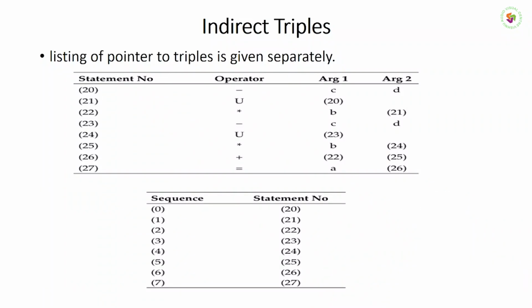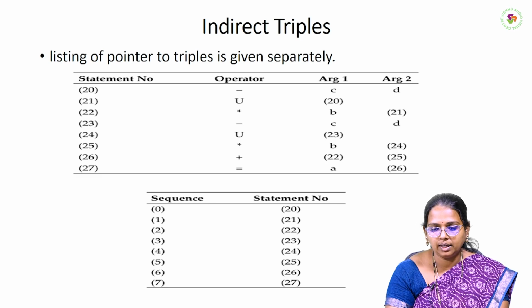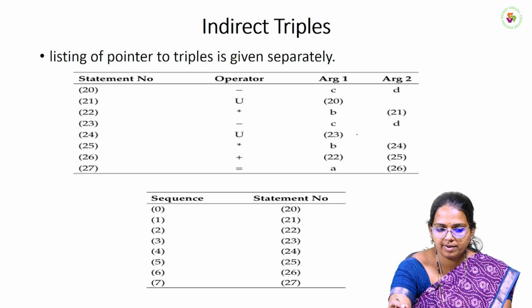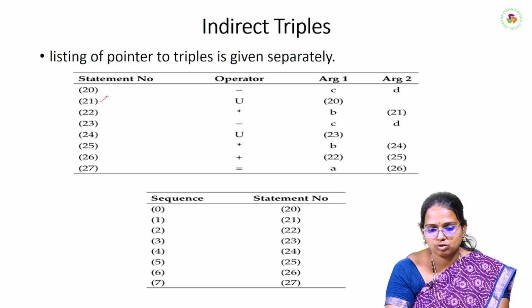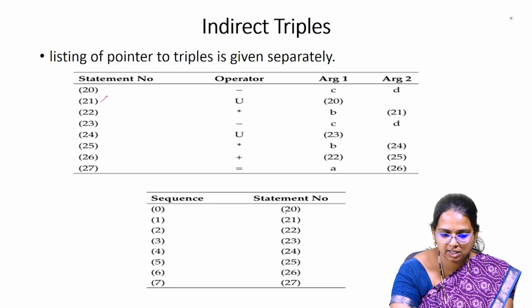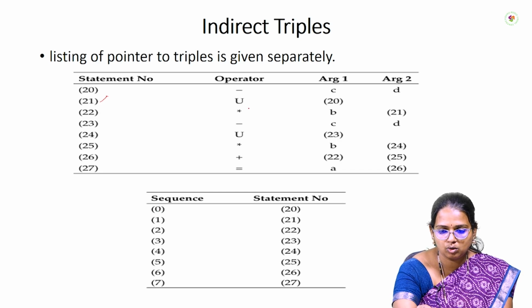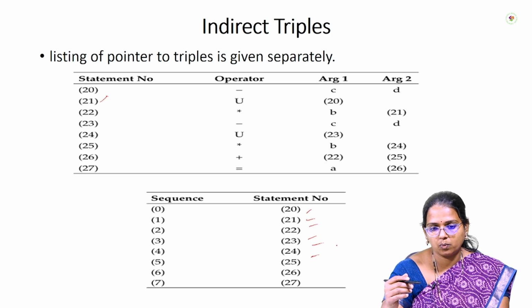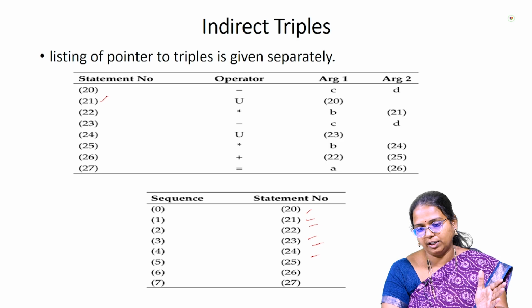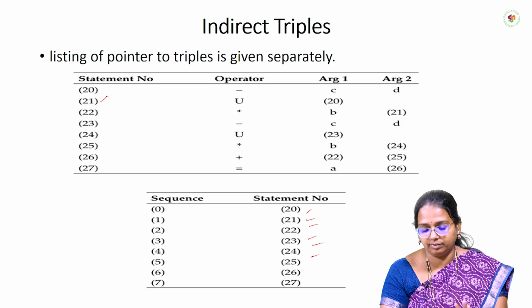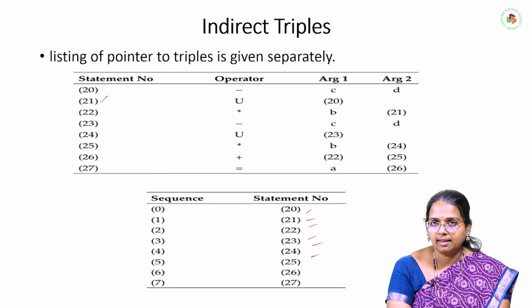Indirect triple. Indirect triple means here we are listing the pointers to triples. So here we'll do the operations. Every operation will list one pointer and will provide the sequence. First should be which sequence? First C minus D, no? So 0 sequence. Second U of 2, 21. Third, like that. So we'll do the sequence of operations. Indirect triples means first giving the pointer to that location, and that pointer you are referring. By this, we completed the 3 address code, intermediate code forms.